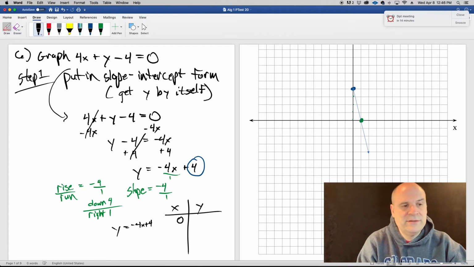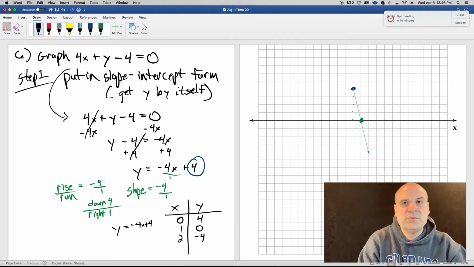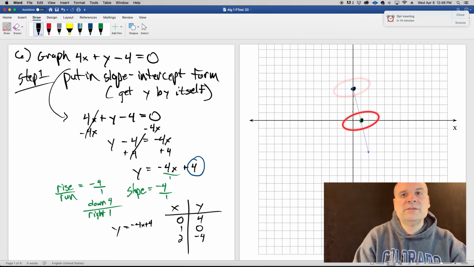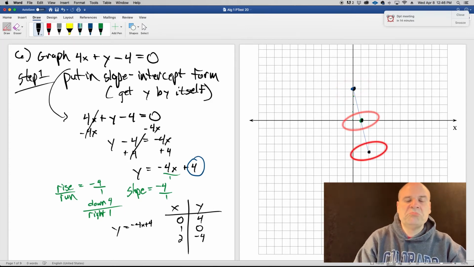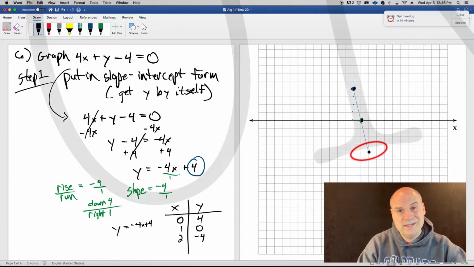So if x is 0, you plug in a 0 right here and it gets 0 plus 4, so Y has to be 4. So if x is 1, you would get -4 times 1, which is -4 plus 4 equals 0. If x is 2, you get a -8 plus 4 is -4. So if you graph those points, 0, 4 is right there, 1, 0 is right there, and 2, -4 is right there. That works. Done and done.